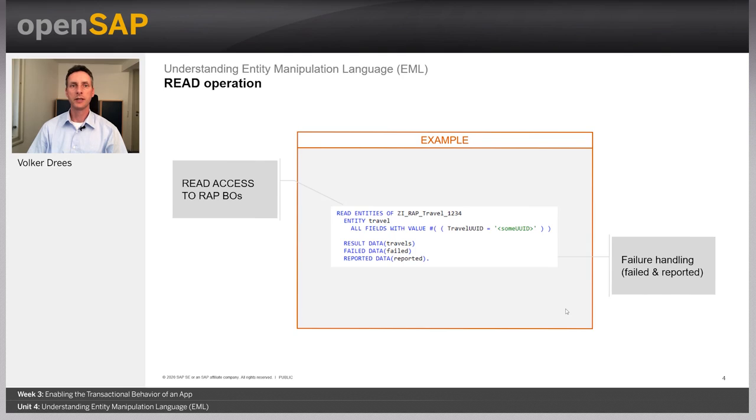Next to the actual result, EML statements also provide failed and reported information. They reflect keys for which the requested operation could not be executed. For example, reading a travel instance that does not exist. Reported optionally contains explanatory information like T100 messages.